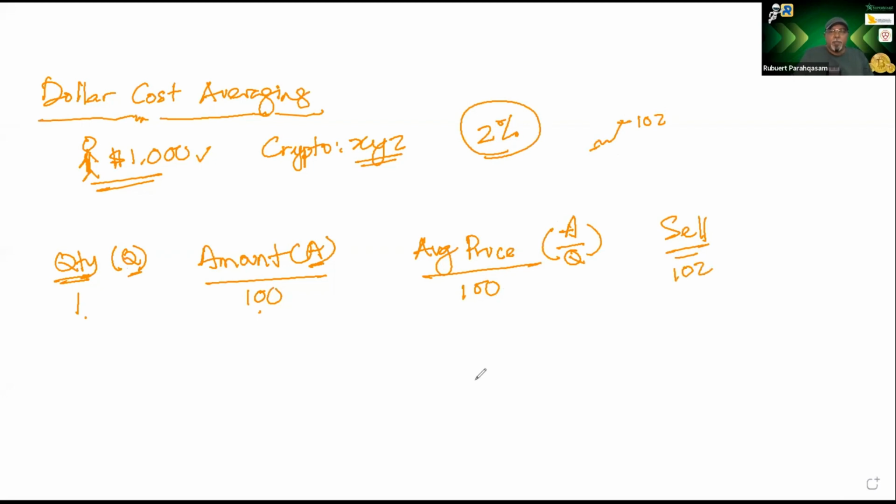That is the goal. But suppose the market was not kind. The market is not your friend and the price went down. You bought it at $100 and suppose the price went down to $50. Now you have two choices, guys. One, you can wait.